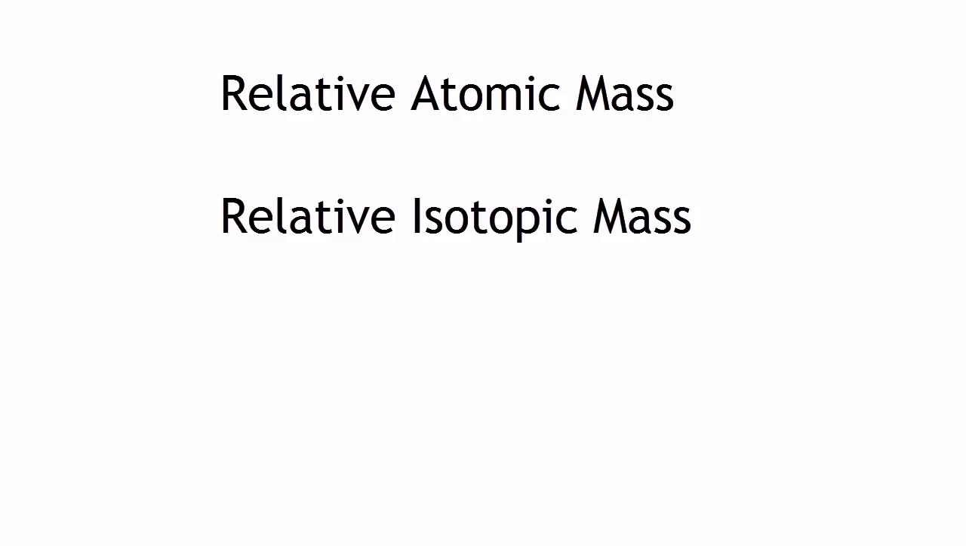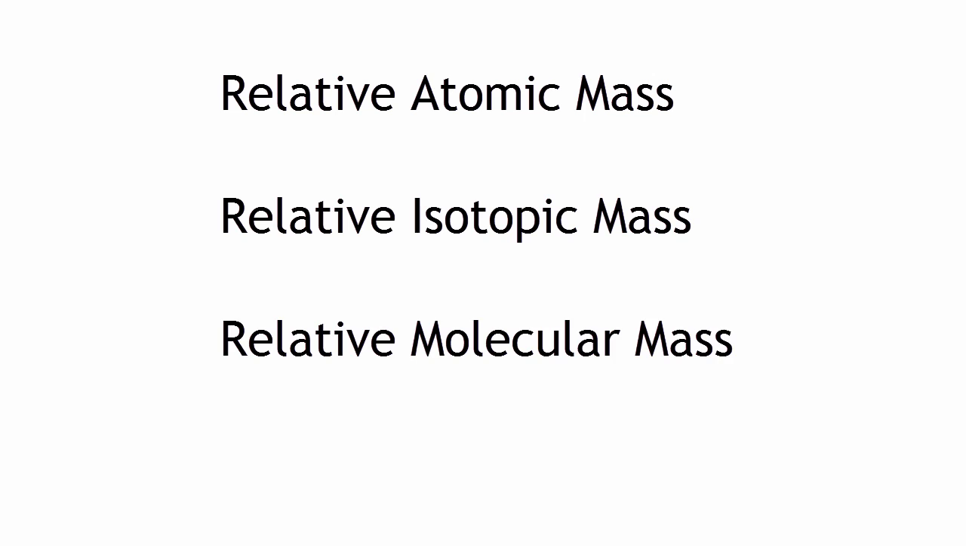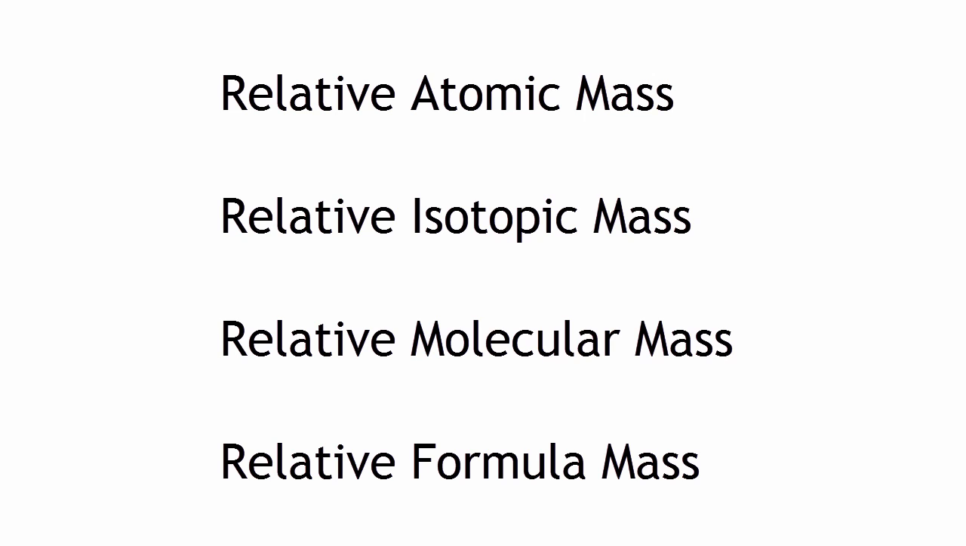Then the chemists came up with all of these different terms: relative atomic masses, relative isotopic masses, relative molecular masses, relative formula masses. All of these measure slightly different things, although they all measure against the same scale, carbon-12. And they all have the scaling so that carbon-12 will always have a mass of 12.